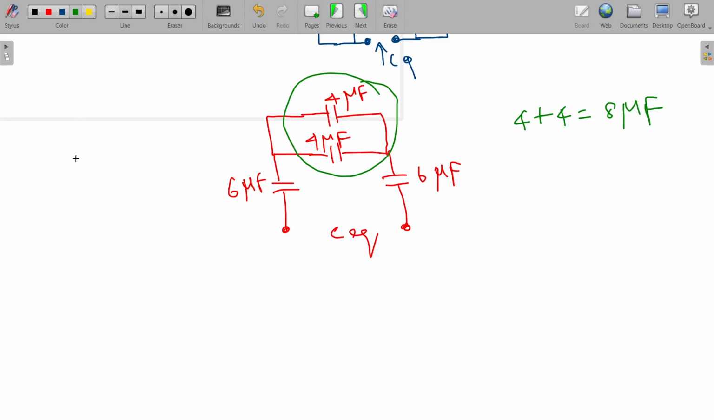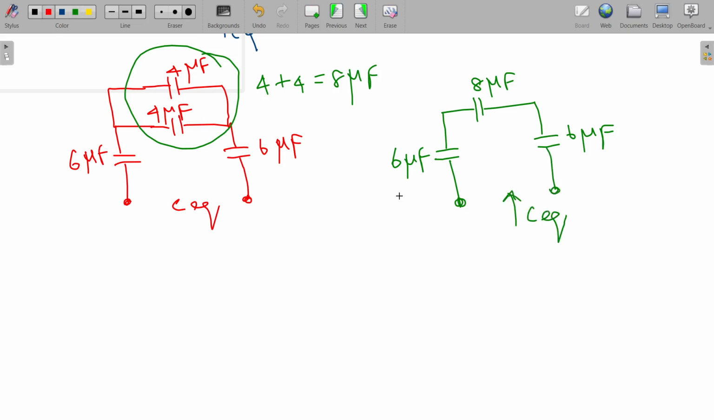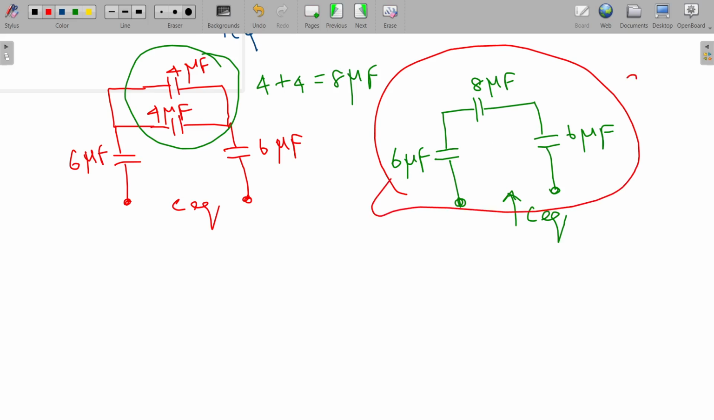So in that case you can redraw this circuit again. So here it is 8 microfarad, here it is 6 microfarad, here also it is 6 microfarad. Here you need to find out the C equivalent, right? So these three capacitors are connected in series.